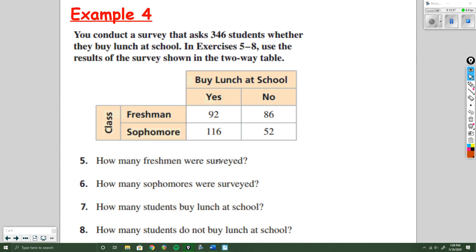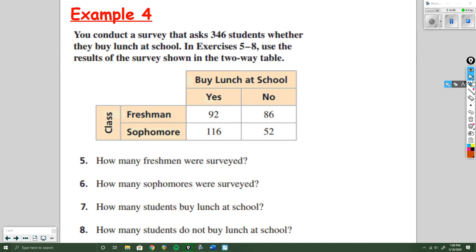So we want to figure out how many freshmen were surveyed, sophomores, how many students buy lunch at the school, and how many students do not buy lunch at the school using this table. A two-way table is really great to get a lot of information out. So basically, someone took a survey and they asked, do you buy lunch at school, or do you not buy lunch at school? Do you bring your lunch? And then they were also surveyed on whether they were a freshman or a sophomore.